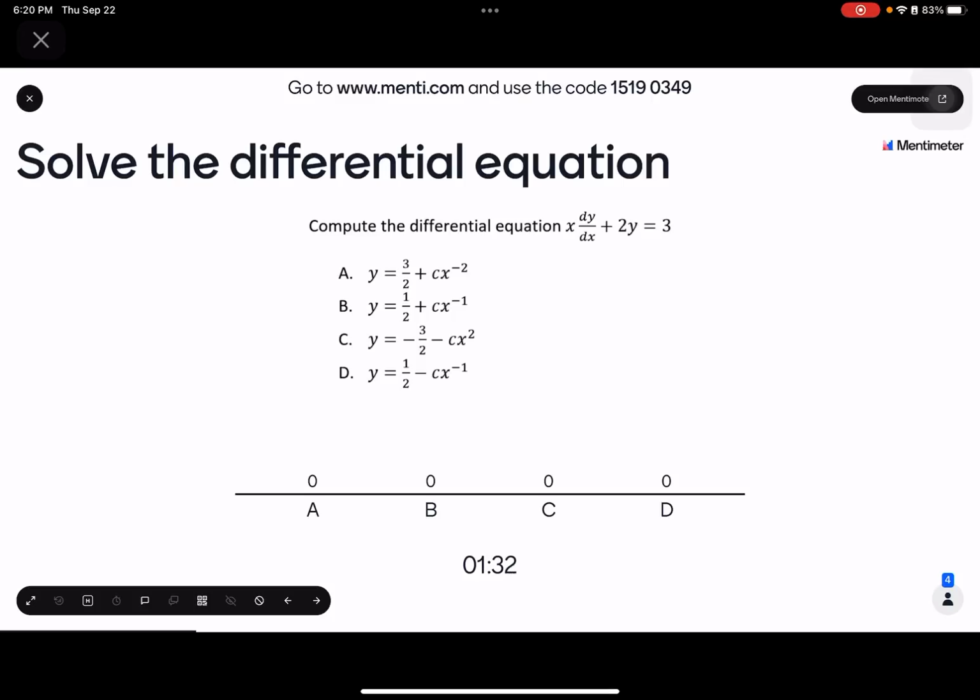Don't forget that you need to match the standard form of the linear differential equation, which is dy/dx plus p(x)y equals f(x), right? That's the standard form. So you need to match the form first, and then find the integrating factor, multiply everything by the integrating factor, find the product form, integrate, and then simplify, and that will be your solution.